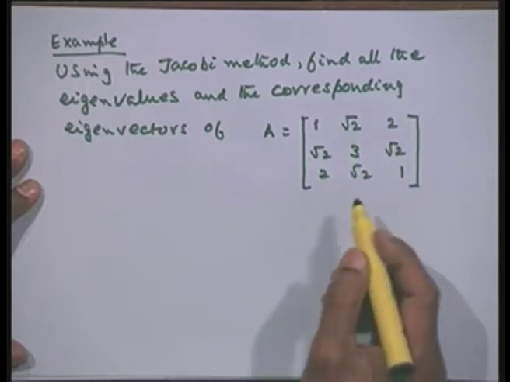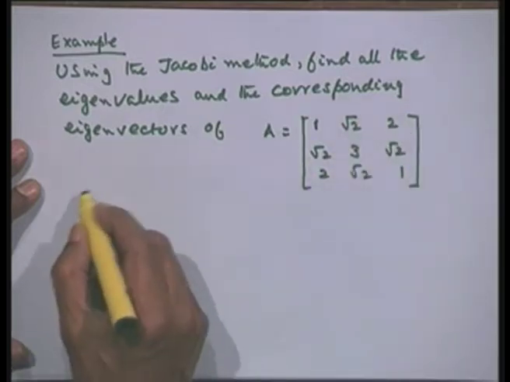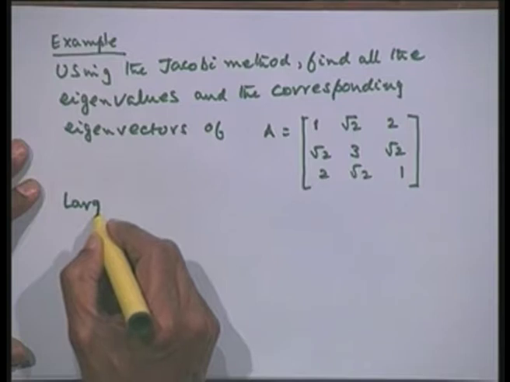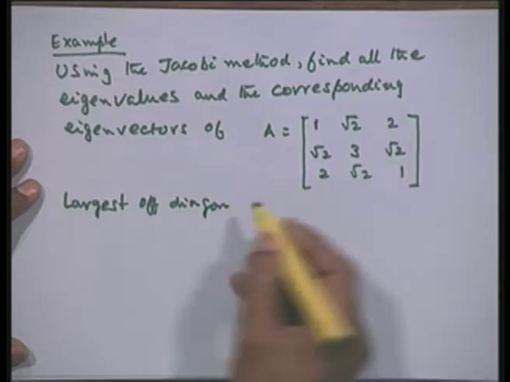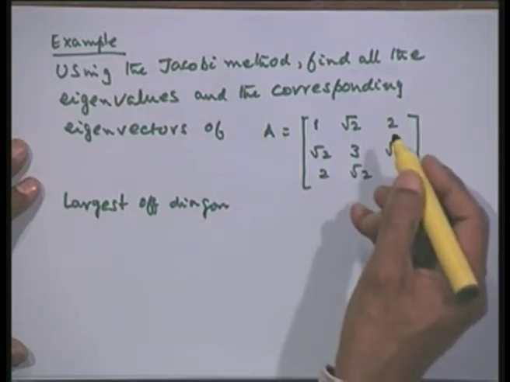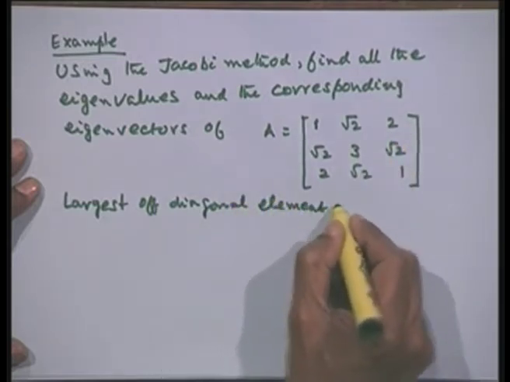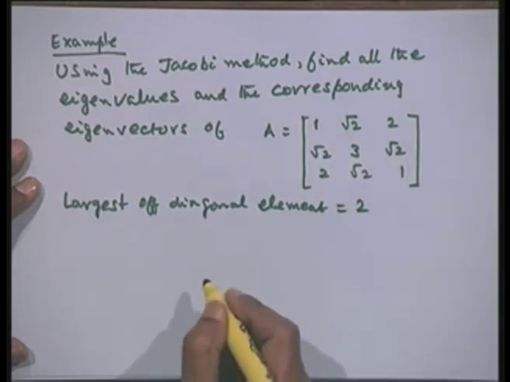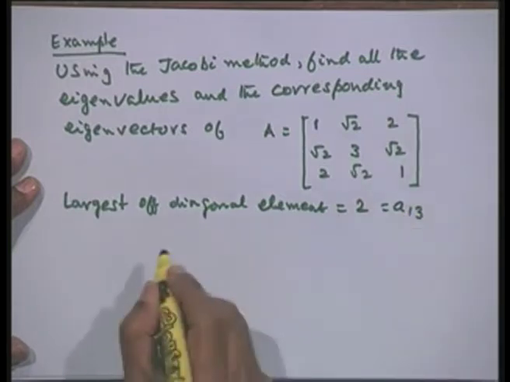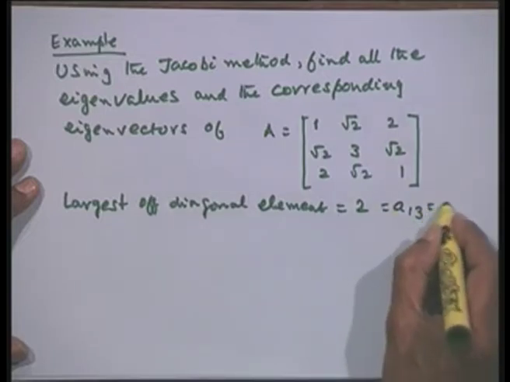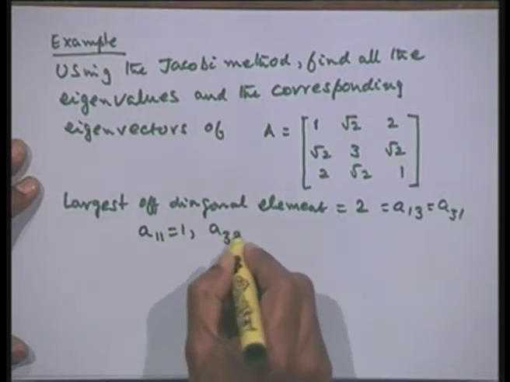First of all, I need to locate the largest off diagonal element. The largest element in magnitude is 2 here. Here they are all positive numbers, so we do not have to say magnitude, but otherwise we will have to take it in magnitude. The largest off diagonal element is equal to 2, and this is A13 equal to A31, and the corresponding diagonal elements are A11 is 1, A33 is equal to 1.